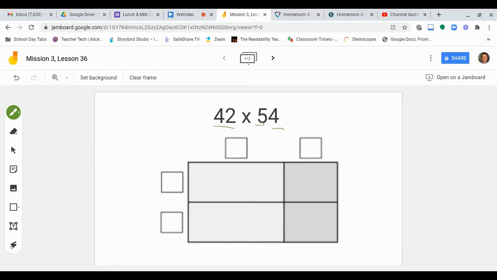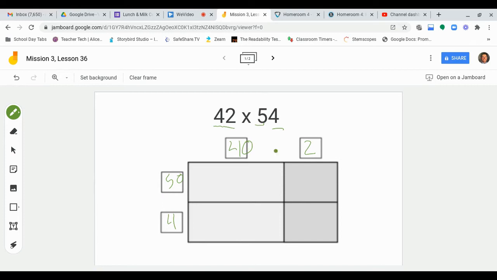So 42, I'm going to break down into my tens and my ones. 42 is made up of what? Well, 42 is made up of 40 and 2. 54 is then made up of 50 and 4. Okay, that's 54 broken up as 50 and 4, 42 broken up as 40 and 2. Now, do you see how I labeled it? I gave each of the boxes labels off to the side there. 40 and 2, 50 and 4.